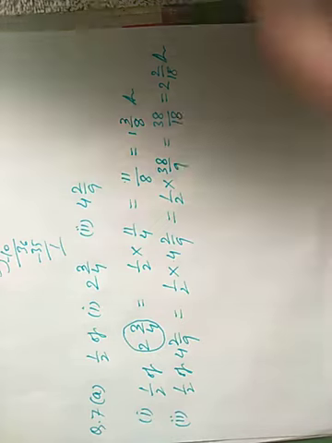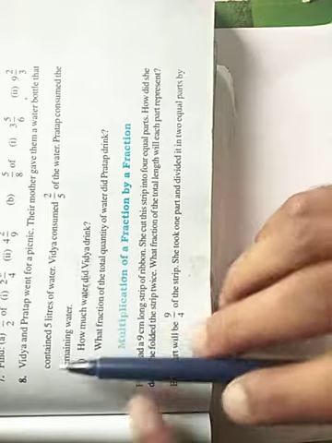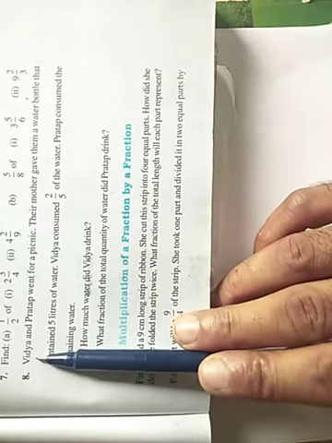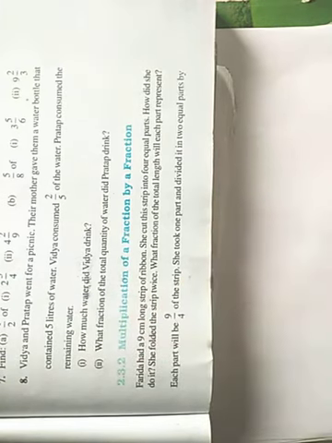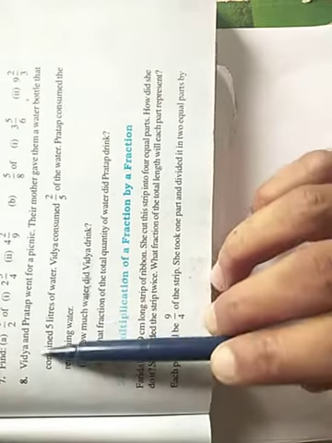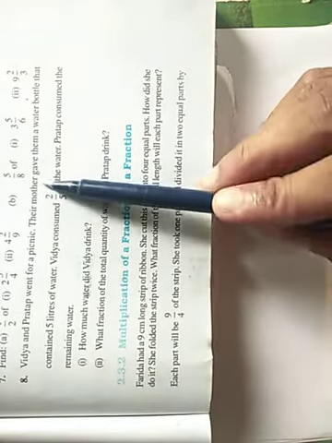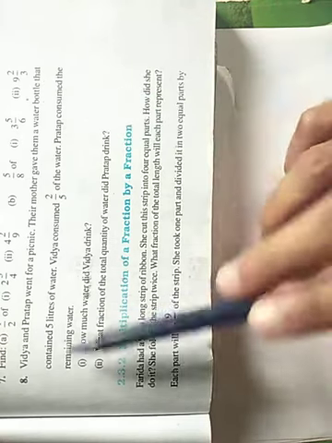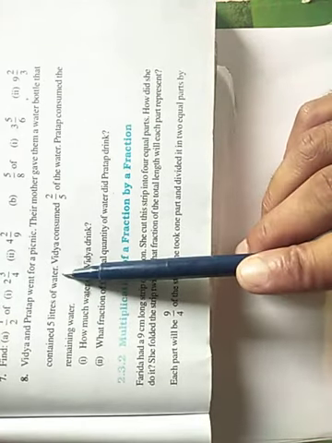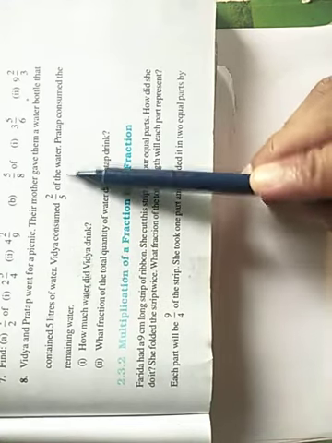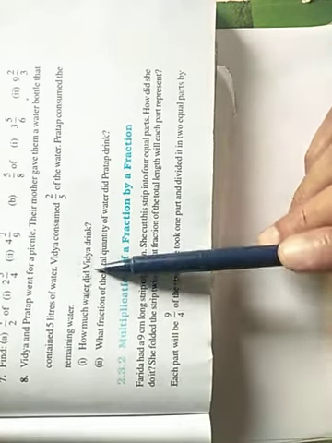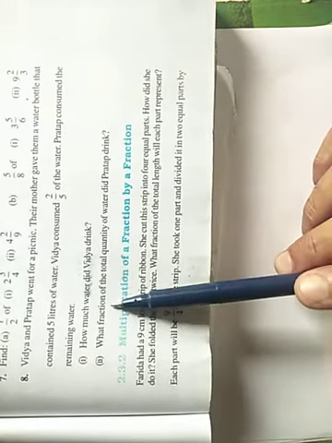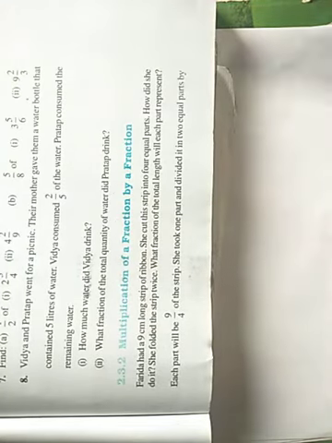Right, now we have to solve the last question of this exercise, which is very important. Vidya and Pratap went for a picnic. Their mother gave them a water bottle that contained 5 liters of water. Vidya consumed 2/5 of the water. Pratap consumed the remaining water. How much water did Vidya drink? And what fraction of the total quantity of water did Pratap drink? So the question is very important.